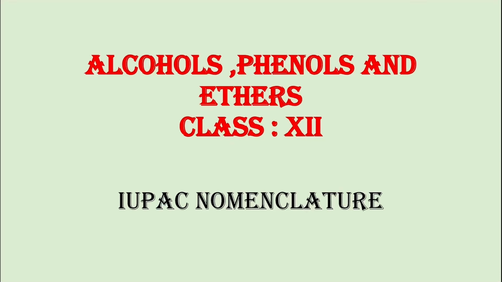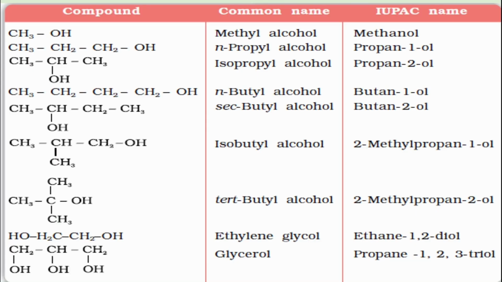Dear students, here is the next video as I promised that it will be based on IUPAC nomenclature for alcohols, phenols and ethers. The chapter belongs to class 12th chemistry. So let's discuss NCERT examples as well as in-text and exercise questions to understand how IUPAC names are written for these organic compounds.